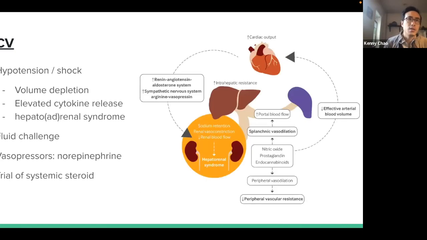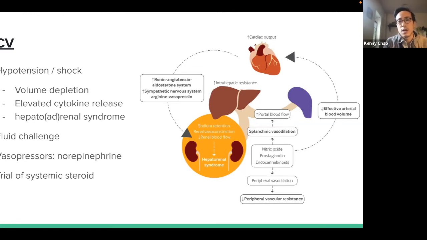Cardiovascular wise, generally, if somebody's not feeling too well, they're going to be volume depleted. They're not taking much through PO. So this could be the main reason why they're hypotensive. There's also increased amount of cytokine release, so that could add to decreased vascular resistance. You could also have hepatorenal/hepatoadrenal syndrome. The pathophys is here to the right if you want to take a look through it.